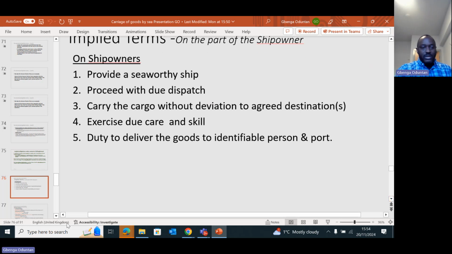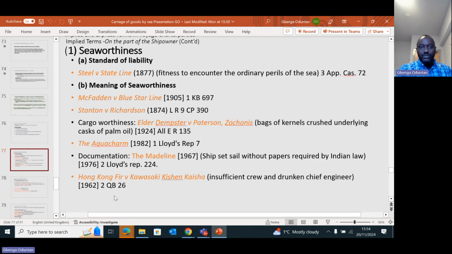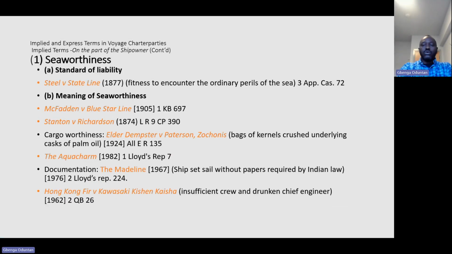What else do we want a careful ship owner to do? We want him to understand that the standard of liability is one which is strong. It expects the ship owner to be able to put on the waters only a ship that is fit to encounter the ordinary perils of the sea. Only a ship that is seaworthy.